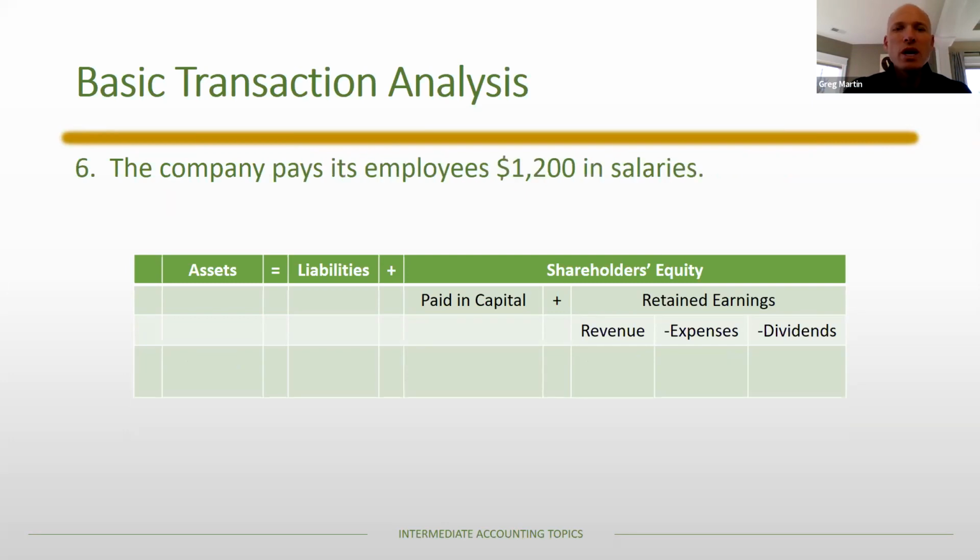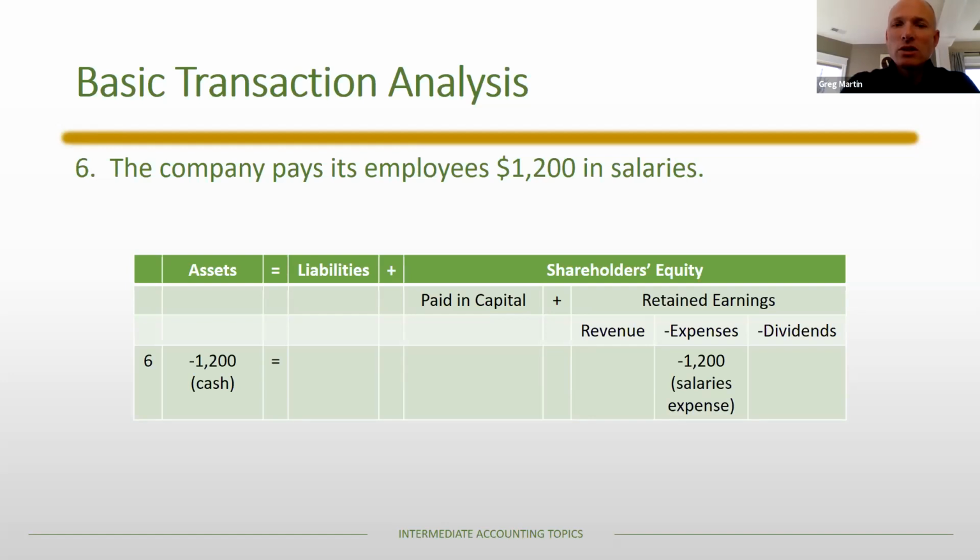Okay. The company pays its employees $1,200 in salaries. What's that one gonna look like? Cash decreases, good, and an expense, good. Right, so we have the $1,200 decrease in cash, and then our retained earnings decreases $1,200 from the salaries expense. And so both sides of the equation decrease by $1,200.